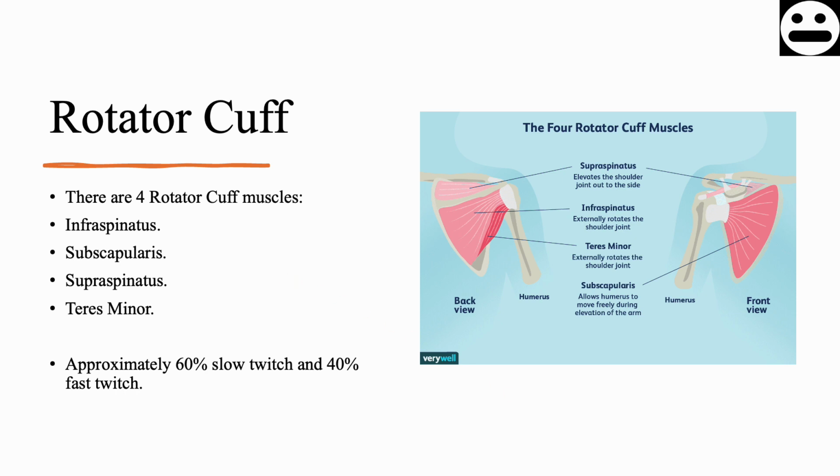It's infraspinatus, subscapularis, supraspinatus, teres minor, and they are usually approximately 60% slow twitch and 40% fast twitch muscle fibers.